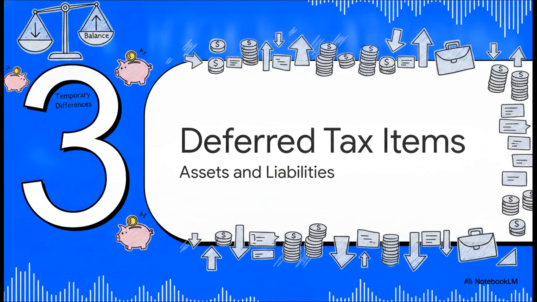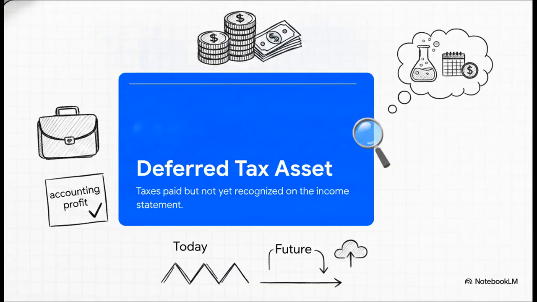Section 3. Deferred tax assets and liabilities. So how do accountants balance the scales when these temporary differences happen? Let's look at the deferred tax asset, or DTA, first. Think of a DTA essentially as a prepaid tax. This happens when your taxable income is higher than your accounting profit today, which means you're paying more cash to the tax authorities right now than your financial statements suggest you owe.